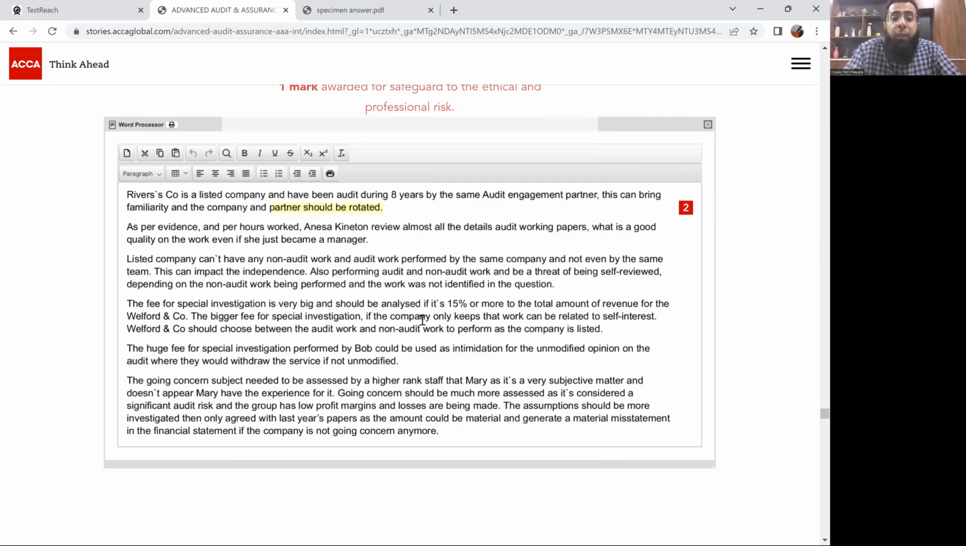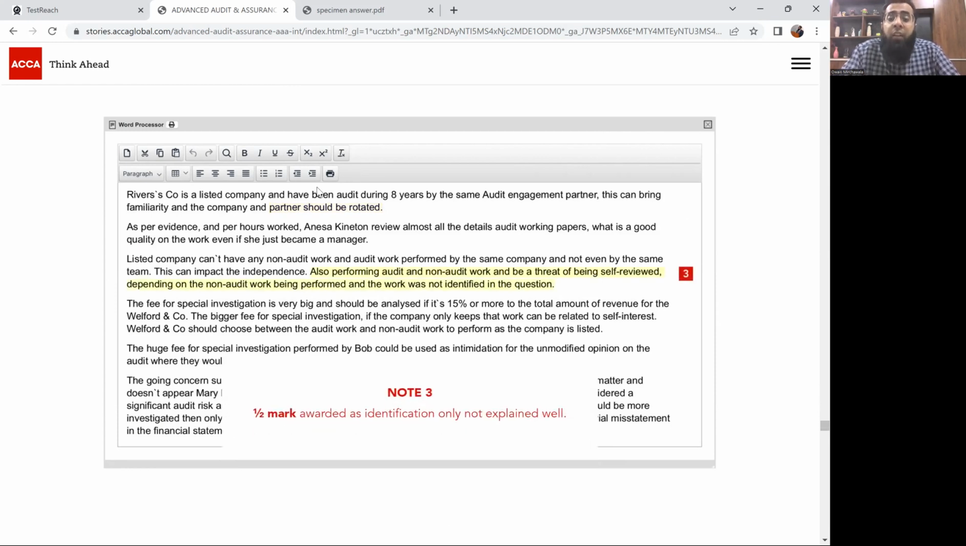Then if you look forward: "As per the evidence and per our work, the junior reviewed almost all the detailed audit work. What is good quality on the work even if she becomes a manager?" Now, if you read this paragraph, he has not explained the issue well. He has not even identified that the junior audit manager shouldn't be doing the review, and he didn't refer to the fact that she did the final review. So he was not awarded any marks for this paragraph, because the issue was not identified and explained in a proper manner.